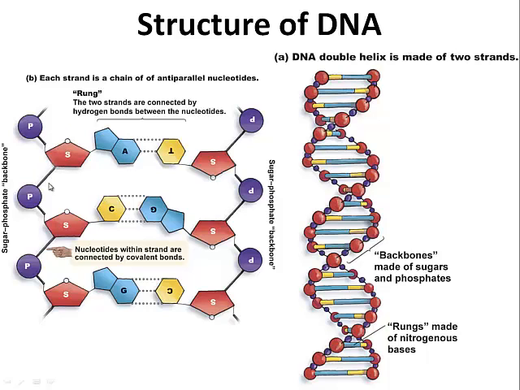And then between nucleotides, this sugar on this nucleotide is bound to this phosphate on the other nucleotide. And so these are covalent bonds, very strong bonds that hold this chain together. There's also a covalent bond that's holding the base onto each of the nucleotides there.